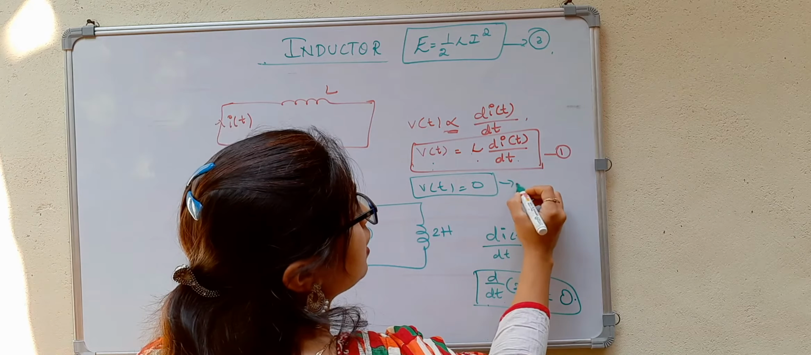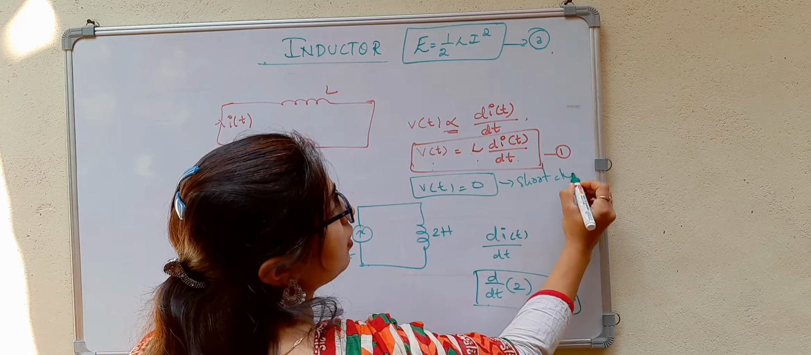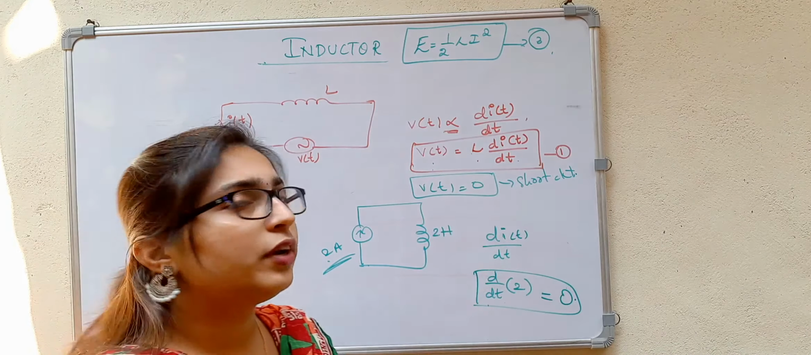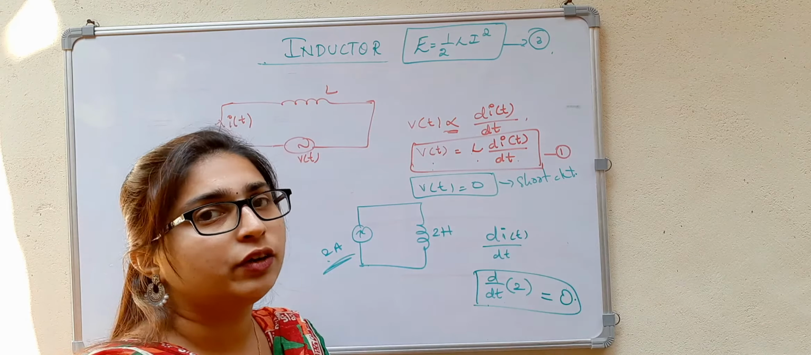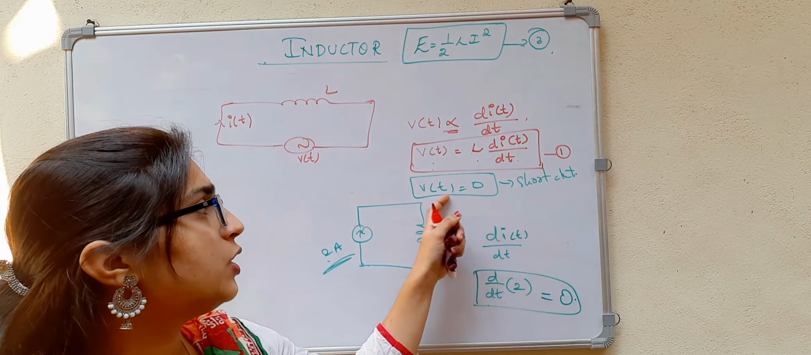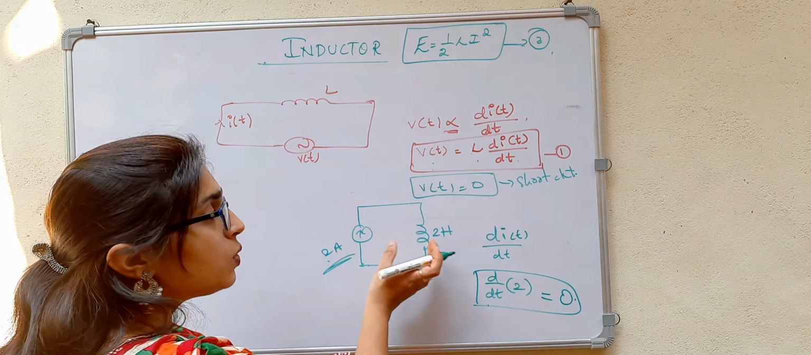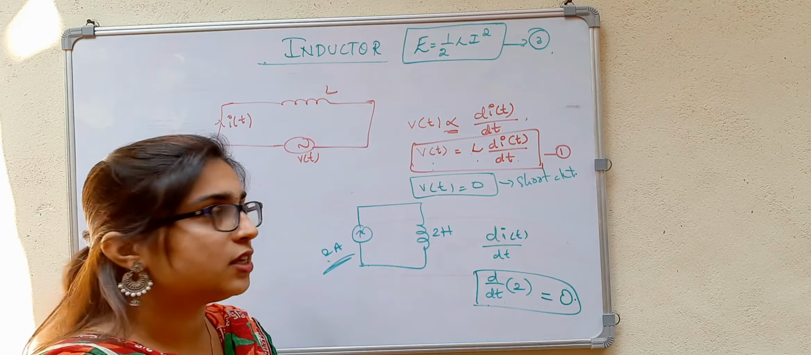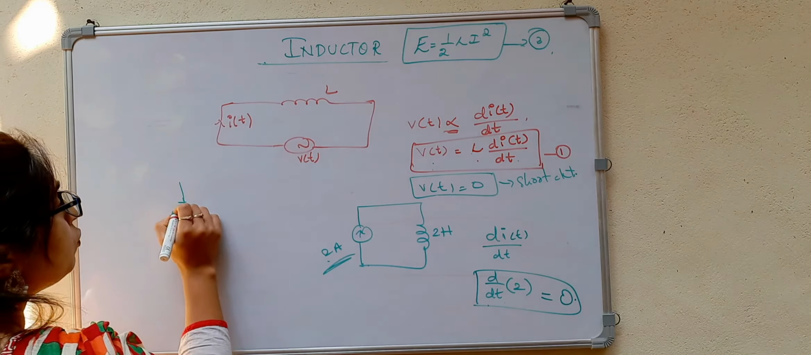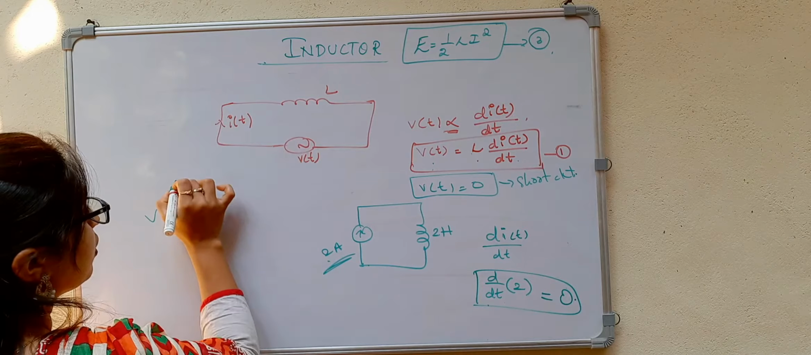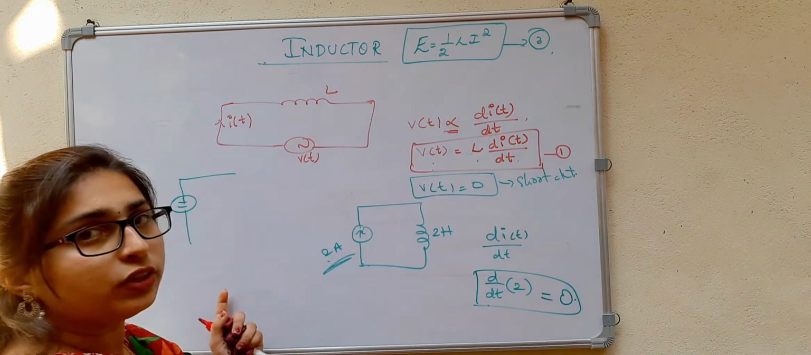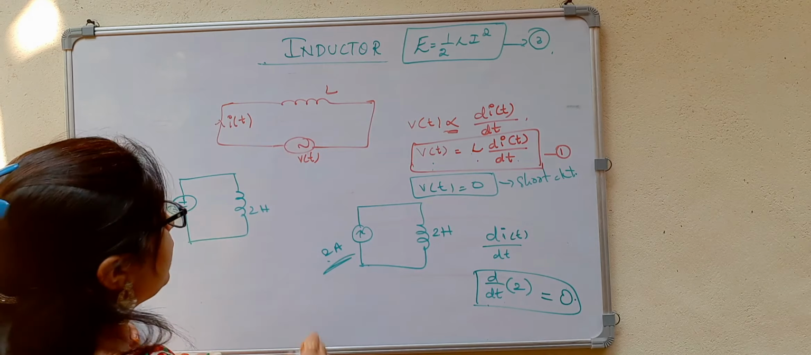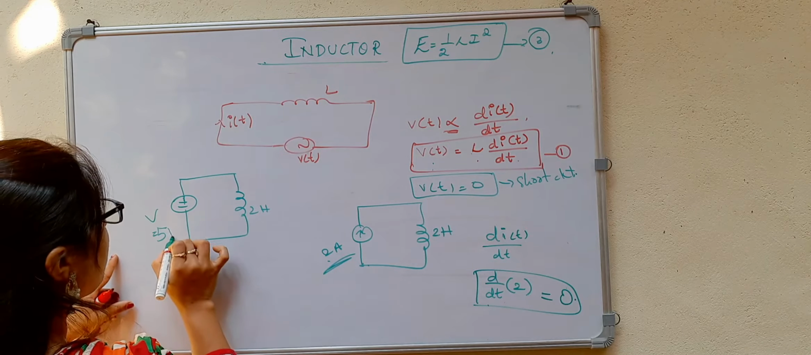That means this is the condition for a short circuit. For a short circuit, resistance is 0, voltage is also 0, and enormous current flows. So the short circuit condition is V of t equal to 0. The inductor with a constant current behaves as a short circuit. Now we consider a constant voltage source V. If it is connected to a 2 Henry inductor, let us consider this as 5 volts.